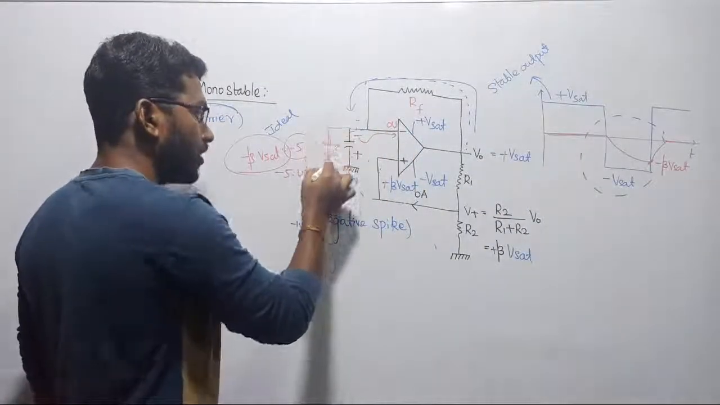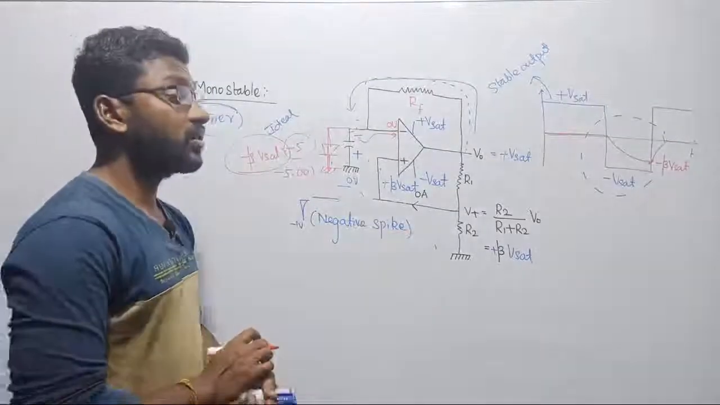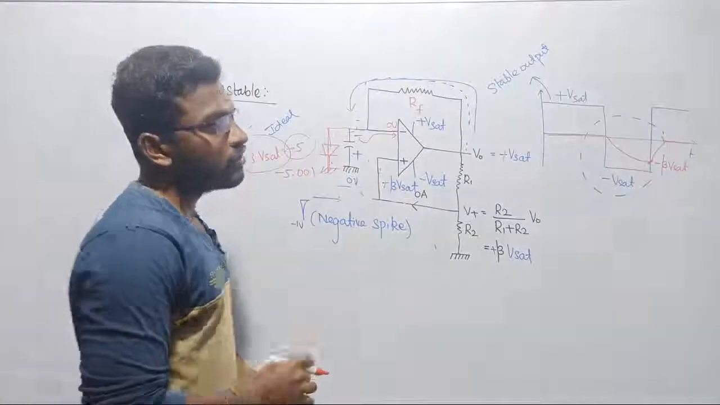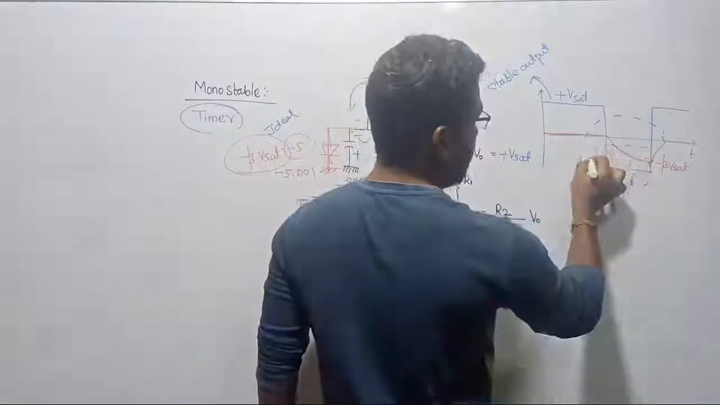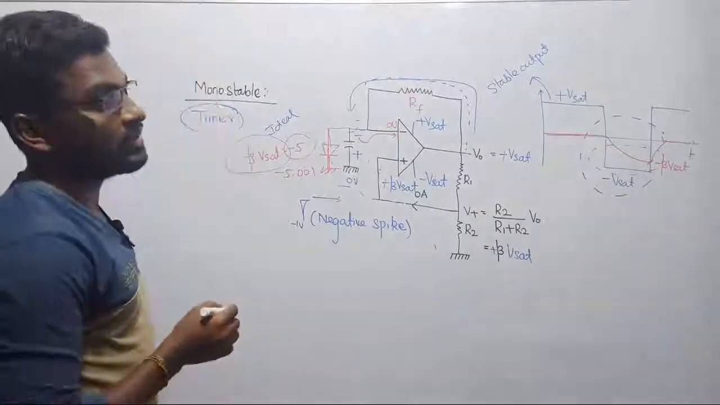Again your diode will turn on. Then the diode is a short circuit, and again your circuit is coming back to the original state. Okay, so this is the time period of your timer, only one state, that's all. This is the time period of your timer. Now let us calculate that value.